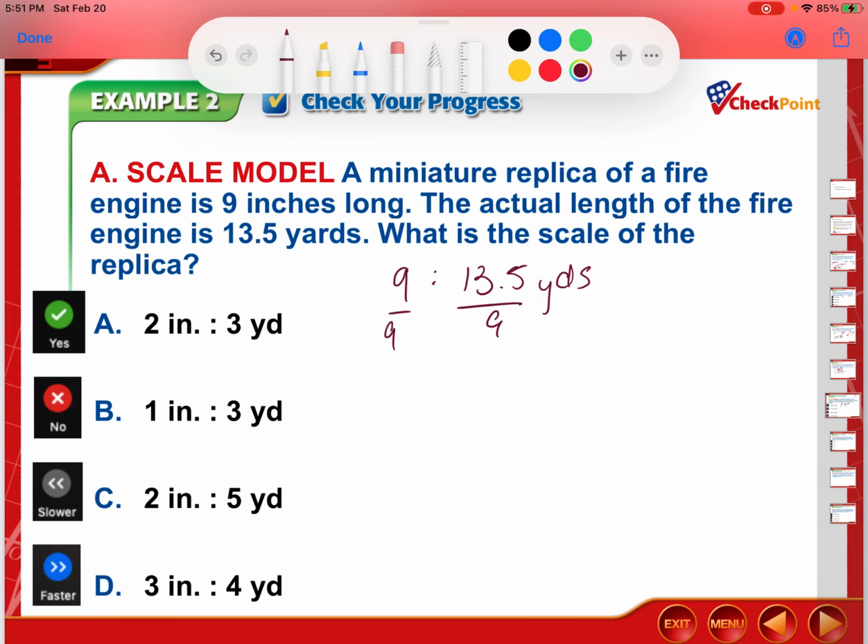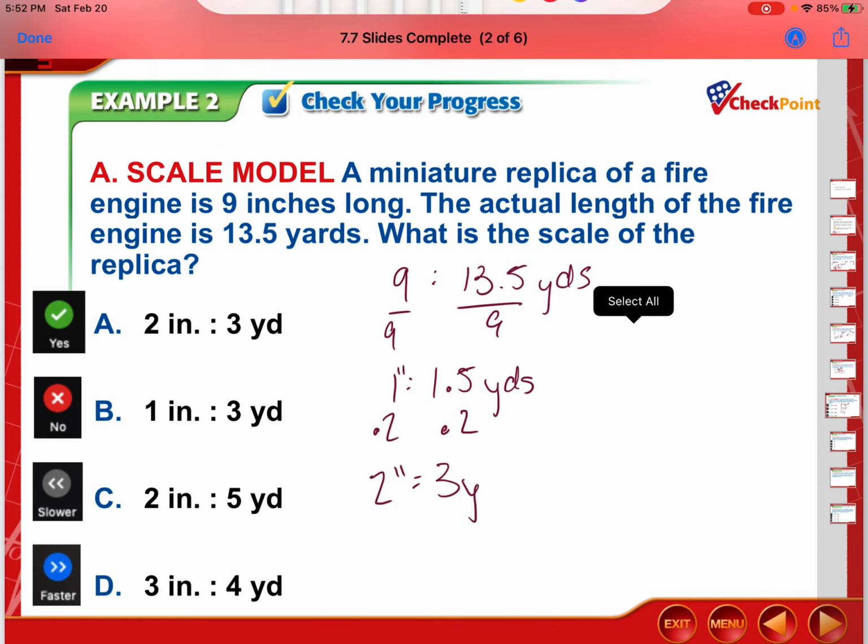So if I divide both sides by 9, I'm going to get 1 inch is 13.5 divided by 9. It's going to be 1.5 yards. So 1 inch is 1.5 yards. Now, I see that's not an option. However, I do see we have a couple 2-inch options. And if I multiplied this side by 2 and multiplied this side by 2, I would end up with 2 inches equals 3 yards.